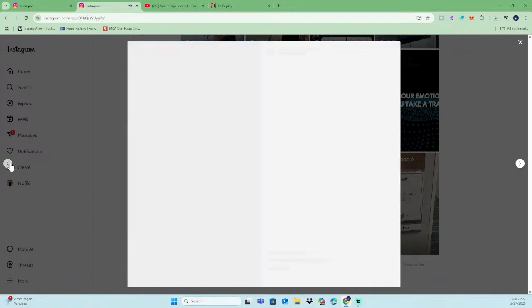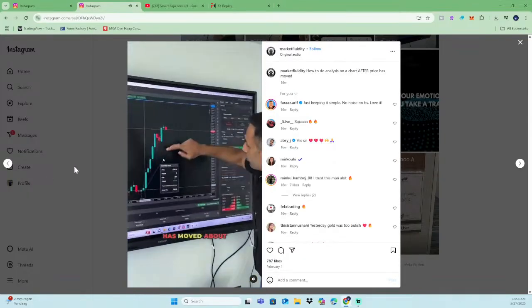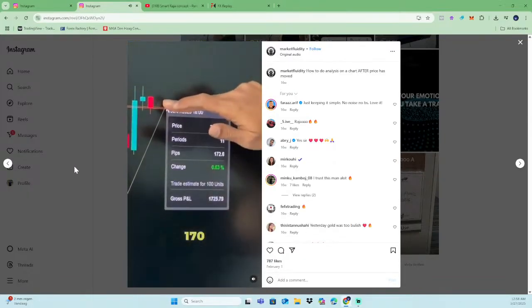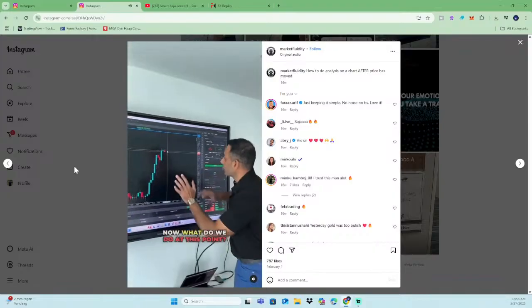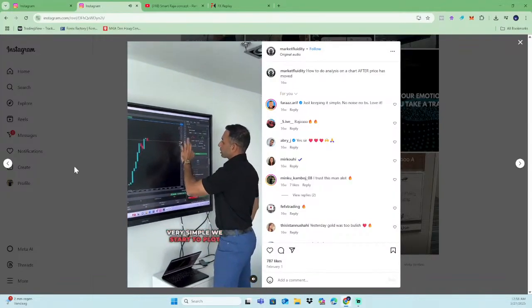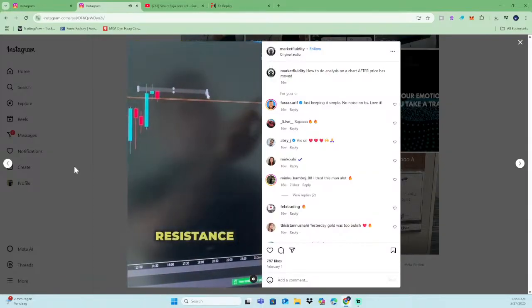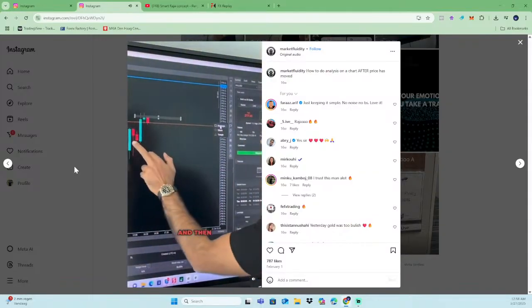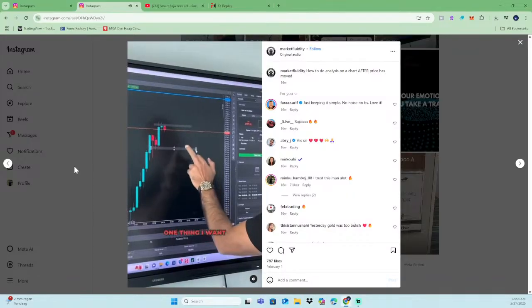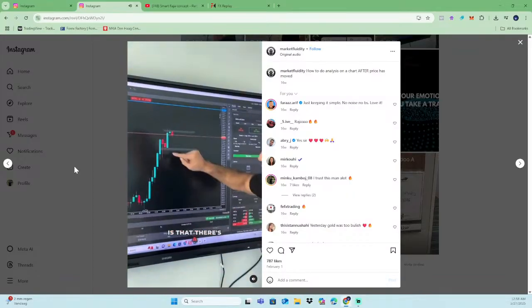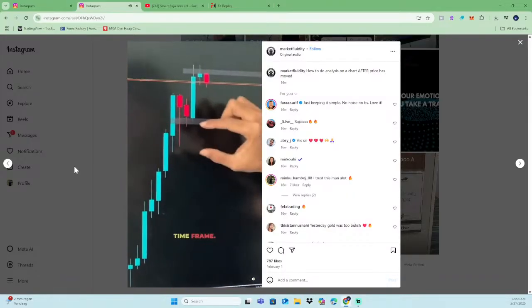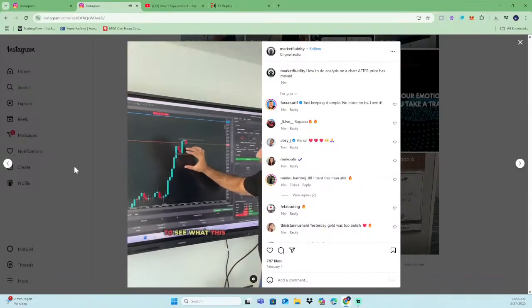So every day, gold has moved about 170 pips at this point. Now, what do we do at this point? Very, very simple. We start to plot our zones. Let me show you how. First of all, we have a resistance right up over here, and then our support is right here. One thing I want you to understand is that there's a wick rejection on the 30-minute time frame. We have to look at the 15-minute to see what this really is.